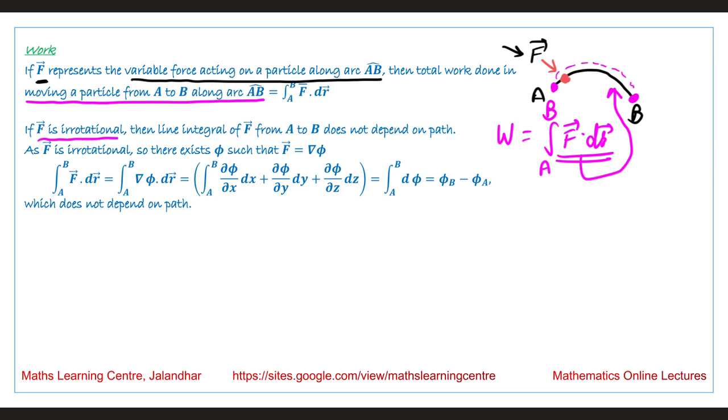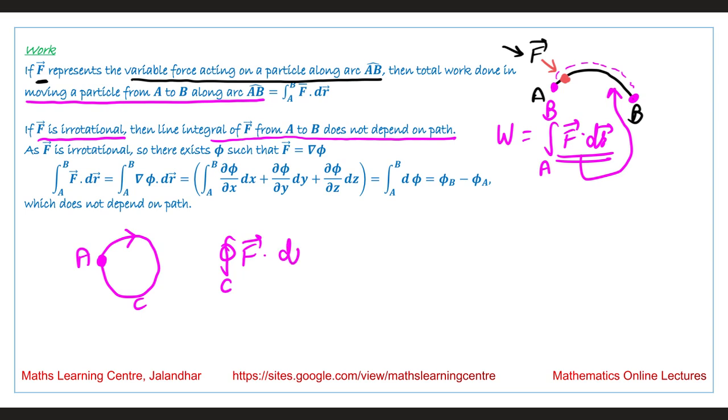If f vector is irrotational, then the line integral of f vector from A to B does not depend upon the path. It means that if an object starts moving from this point, say this is the point A, it moves like this and finally reaches the point A, then we are talking about the closed integral on this C. We are talking about f dot dr vector, and if this value is equal to 0, if we are talking about the work done, this will be equal to 0. So in this case f vector is irrotational, or we are saying it is a conservative force.